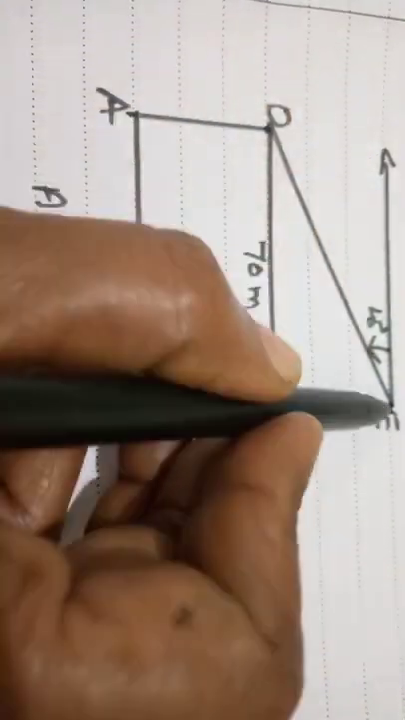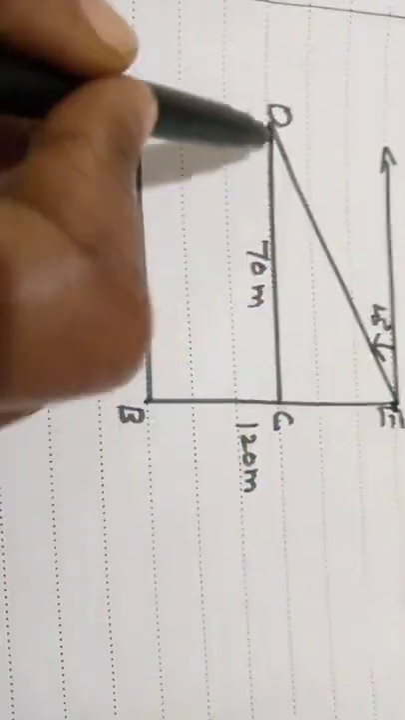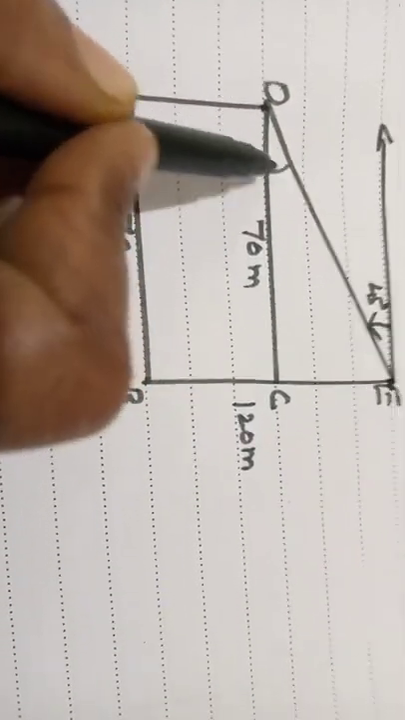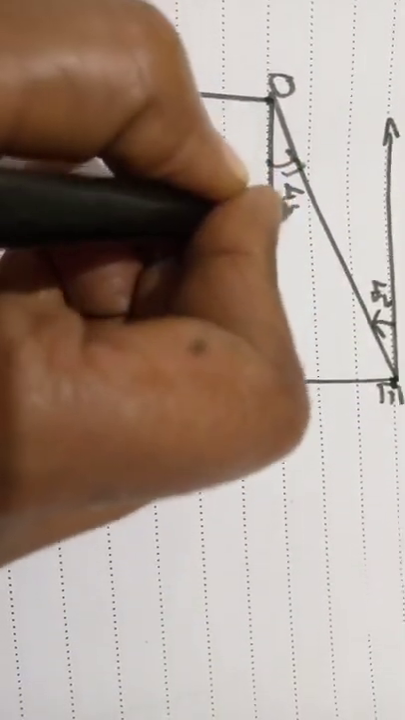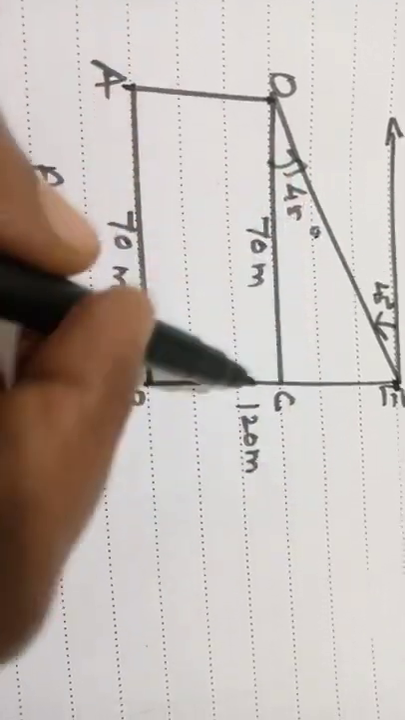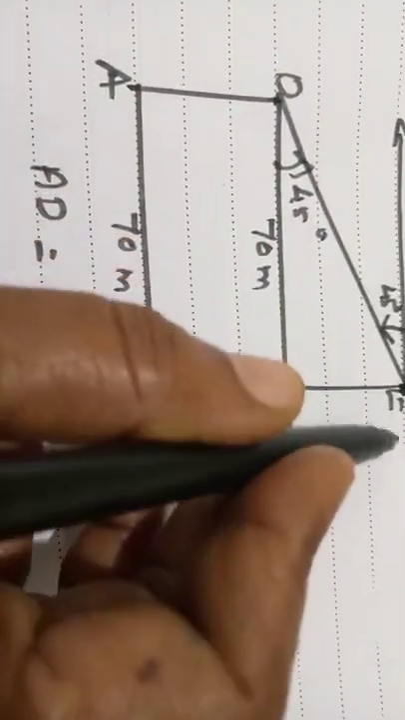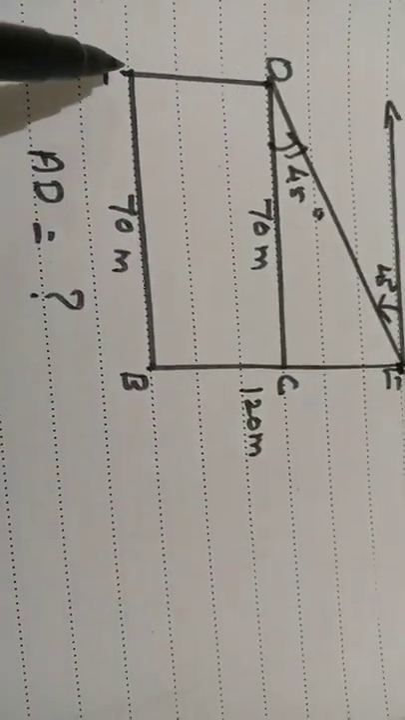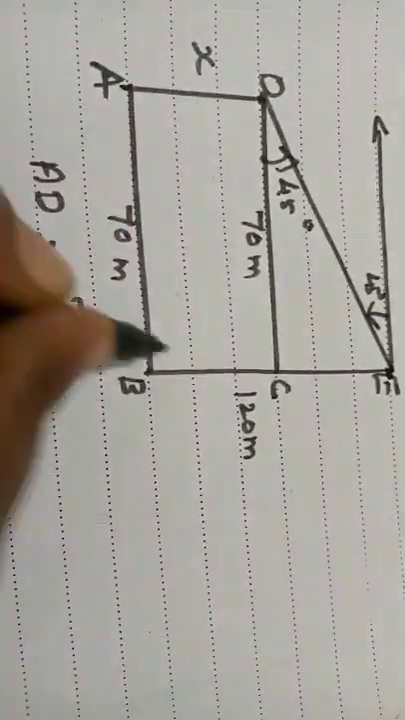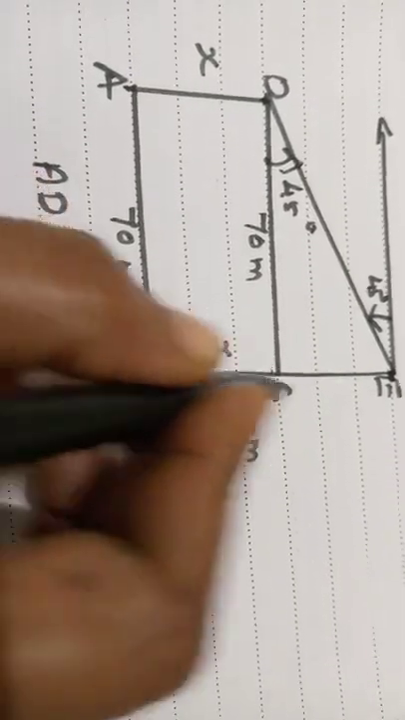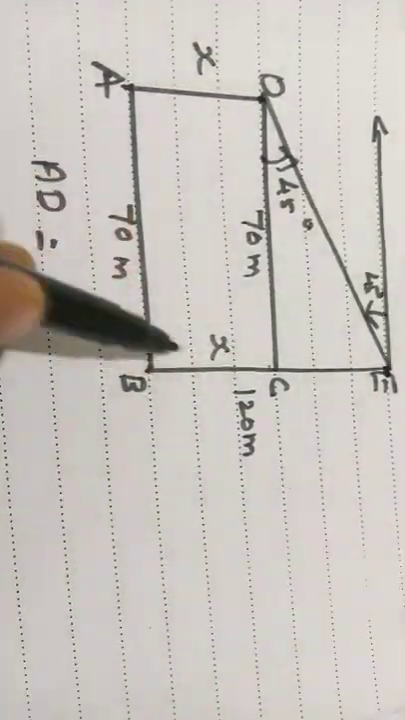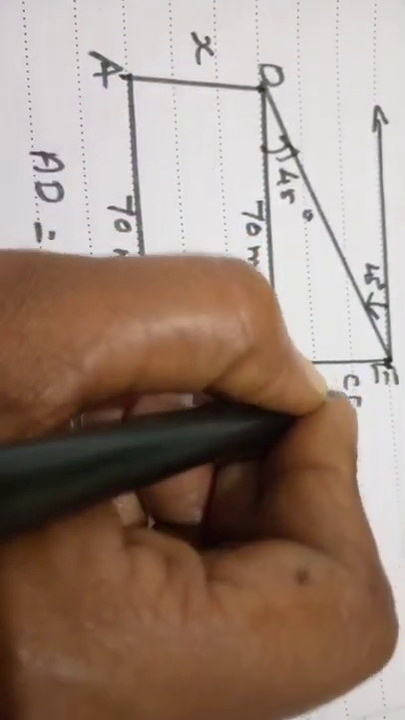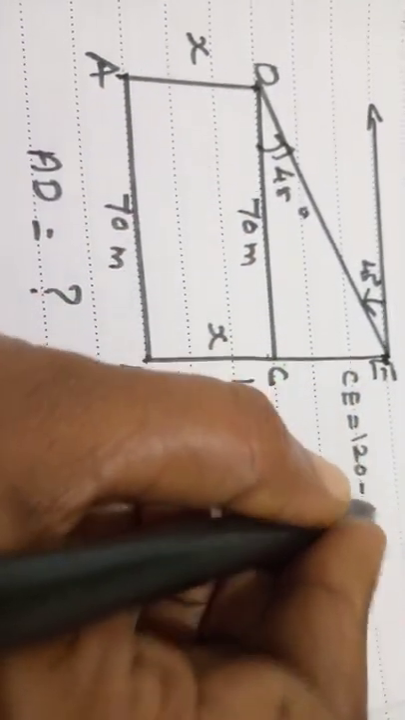So what is the alternate angle of this one? Consider this Z shape. This angle is the alternate angle, so it will be 45 degrees. Here this total distance is 120. We have to find AD. Let us take AD as X. So this BC also will be X. This total is 120, this BC is X, so CE will be 120 minus X.